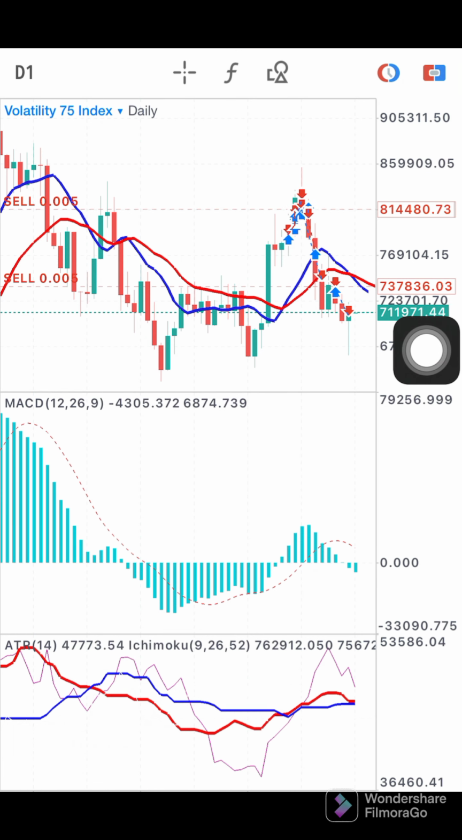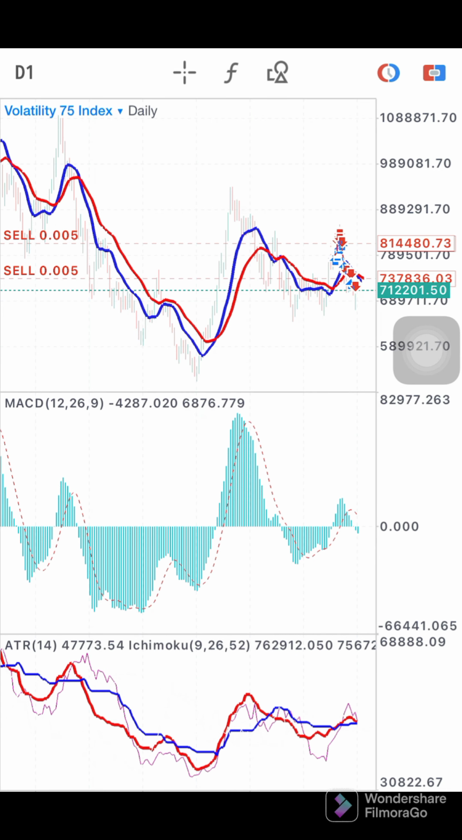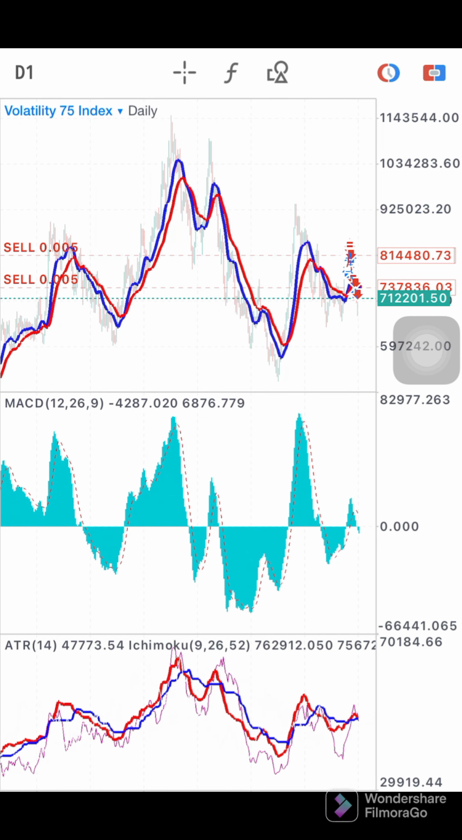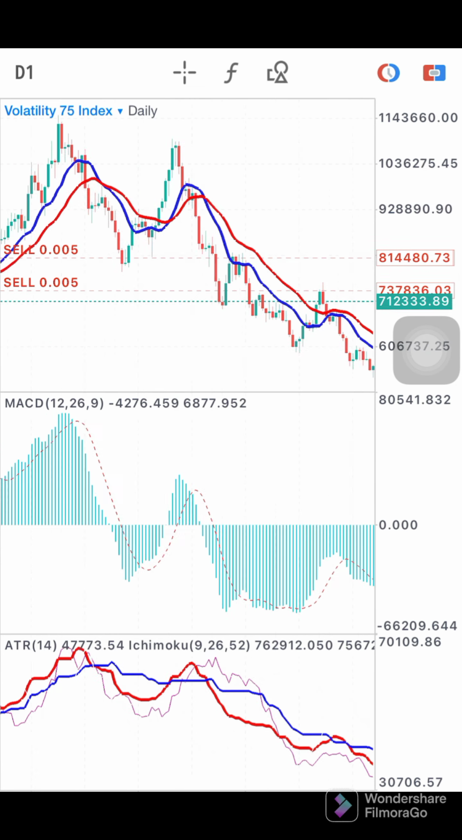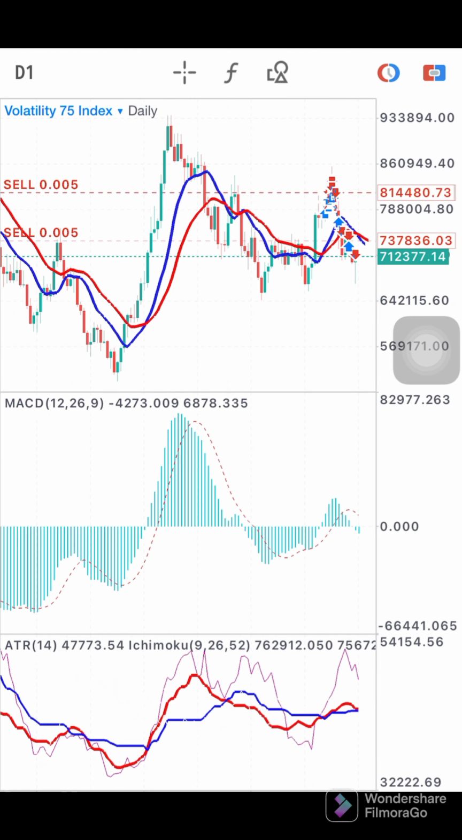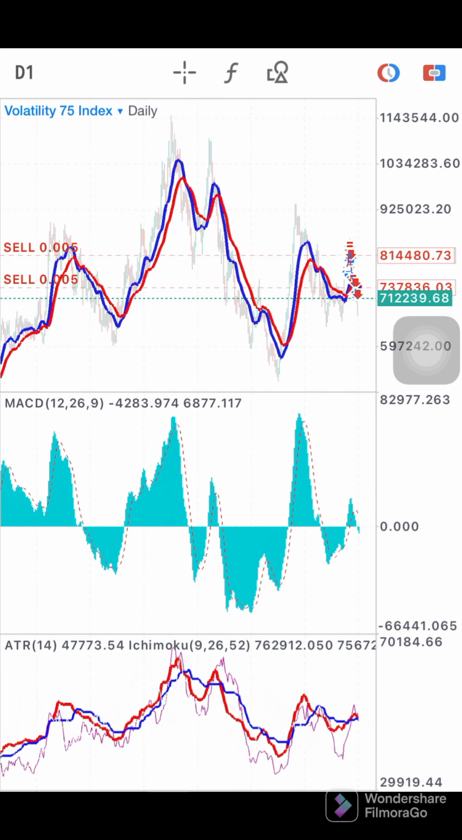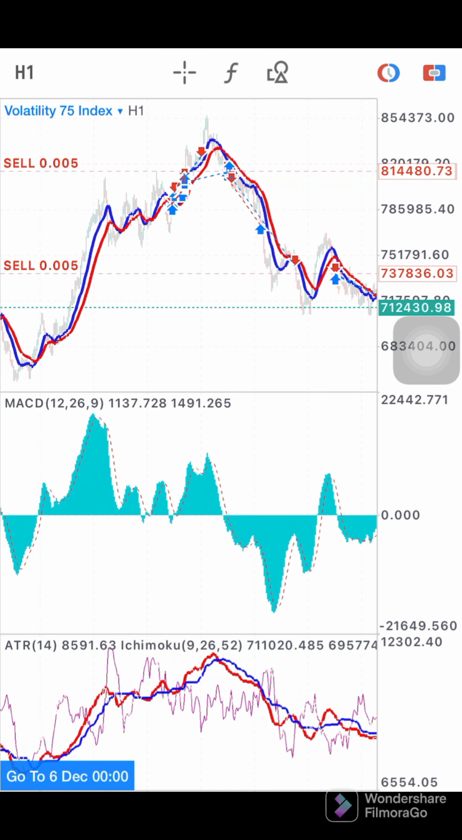So that's the second condition for the strategy. So let's move to the third condition. You can use any zoom level you feel like. Let me use the 1 hour as I always use.